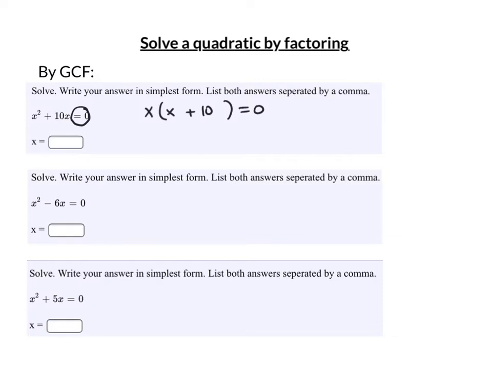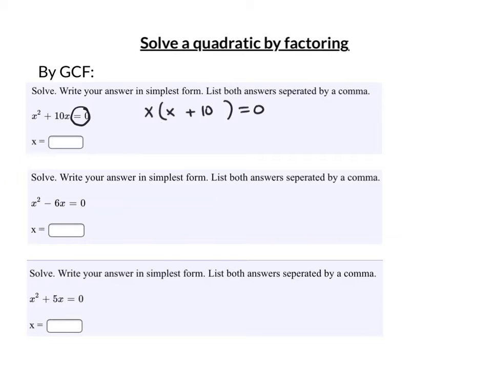See, if this was 0, 0 times whatever this is going to be 0. 0 times anything is 0. And whatever this is, if this factor was 0, whatever that is times 0, again will be equal to 0.